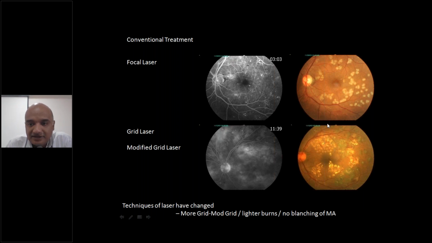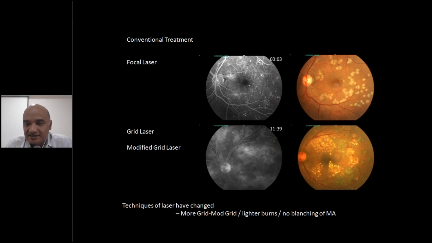When you combine grid with the focal, in some areas you give focal, say here he has given laser spots 1, 2, 3, 4, and so on. Here they have given grid. When you combine both of them and then give laser, it is called modified grid laser. Means you give focal plus grid. So these are the basic techniques by which you give laser.